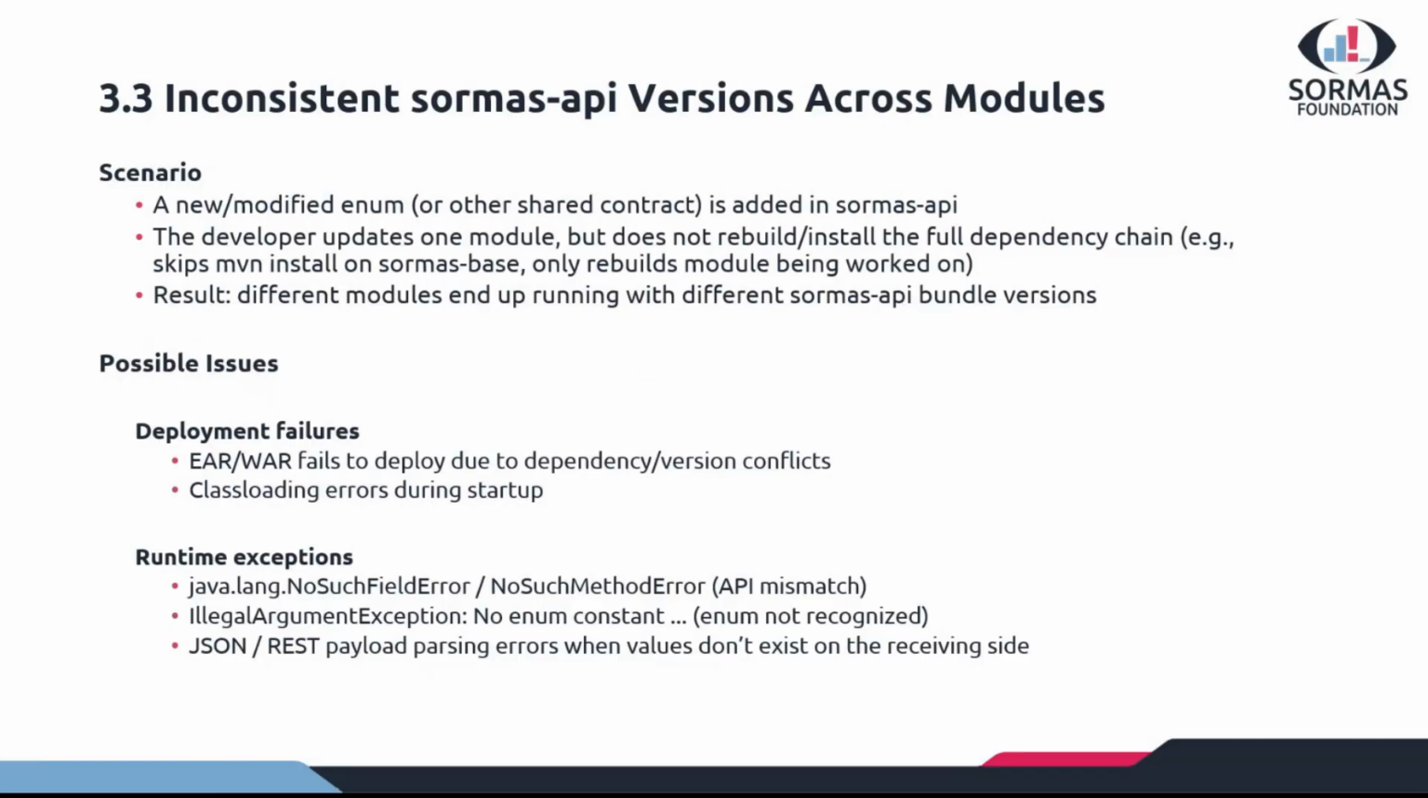Now you have an error message, because the version of the SORMAS API module that is in the EAR module or the backend module does not know about this new enum you've added, which you only compiled for the UI module. So you have this kind of problem. These are the different scenarios that can come up. As a developer, you update one module but do not rebuild the entire project, which is controlled by sormas-base. So whenever you do anything like that, you run install from sormas-base.